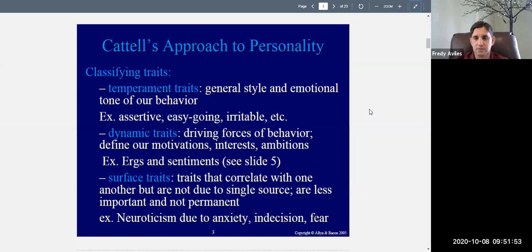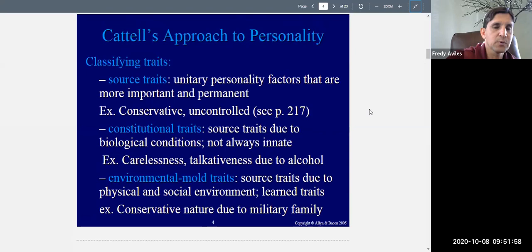And there's more, okay? He also came up with what he called source traits. Source traits are what he called unitary personality factors that are more important and permanent. So surface traits are things that are just on the surface, things that can kind of change, things that can be due to different things, those personality traits. Source traits are more important. They have more to do with who you are. They're more permanent, okay? Being conservative, uncontrolled, being extroverted, being aggressive.